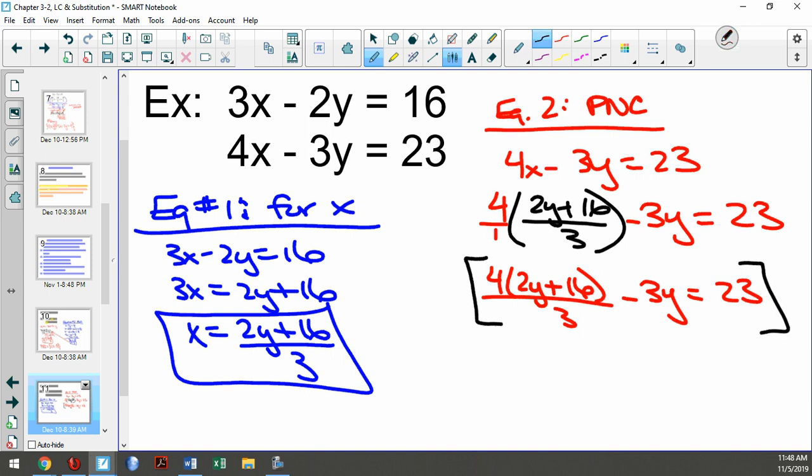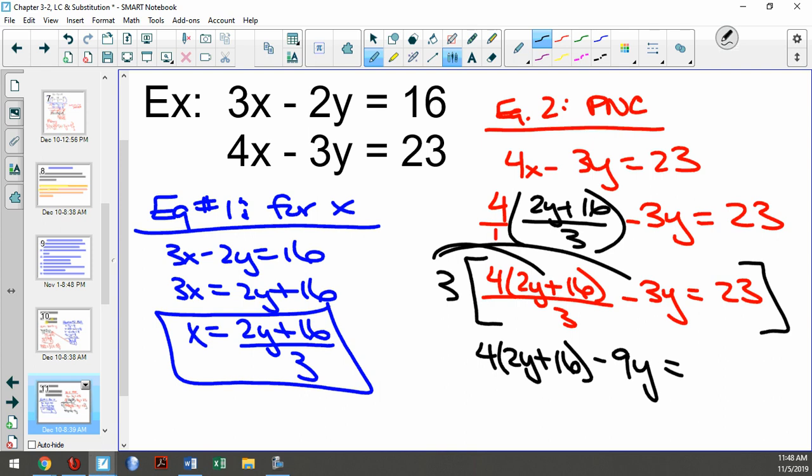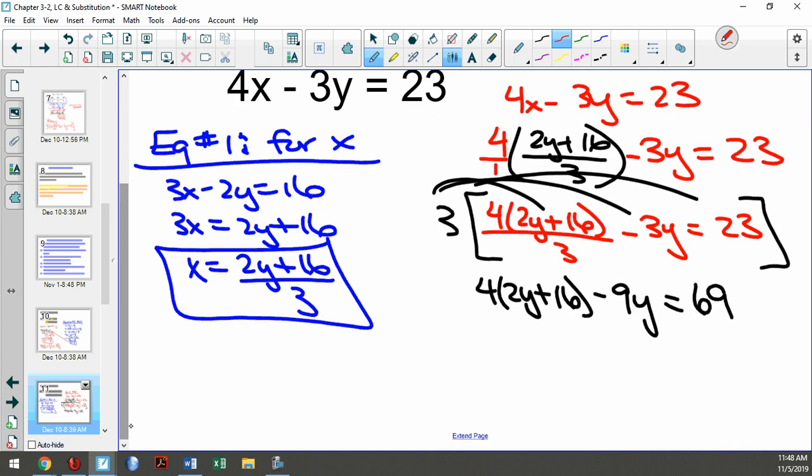So if I do that, the 3 cancels out, and I'm left with 4 times 2y plus 16 minus 9y is equal to 23 times 3, which is 69. Can I make it look prettier? Sure. I'd have been done with this if we did an elimination, though, huh? Had we done elimination with this problem, we would be done. I'm not a substitution fan either. I prefer this one, or an elimination.